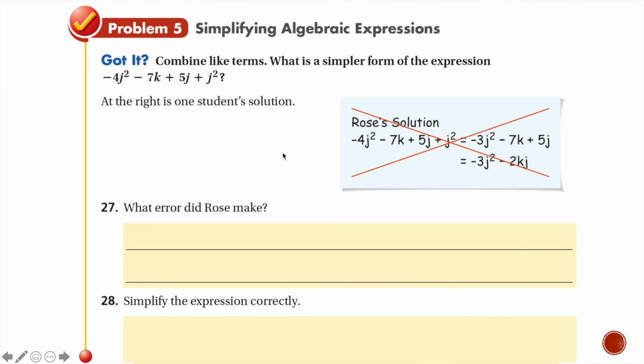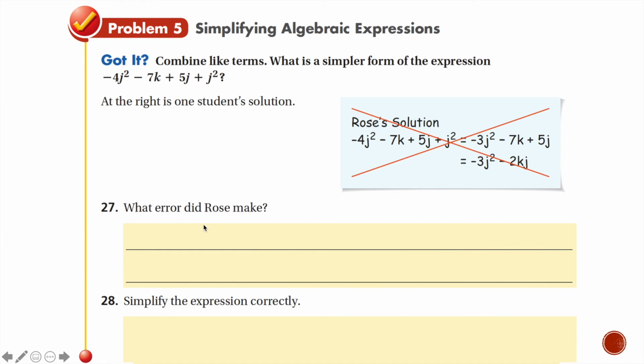So, combine like terms. What is the simpler form of the expression -4j squared minus 7k plus 5j plus j squared? At the right is one student's solution. But where did she mess up?